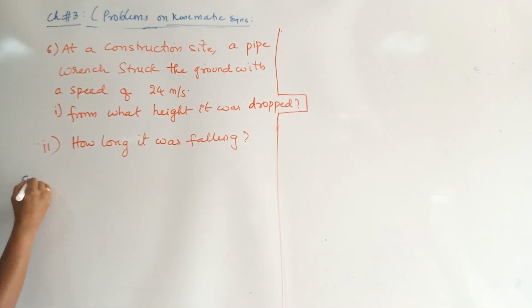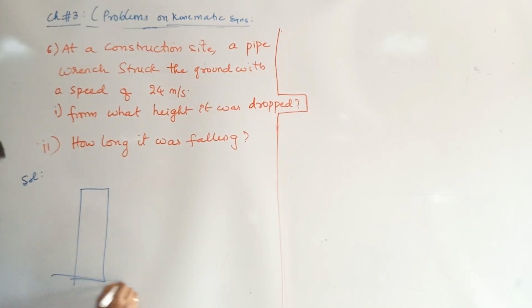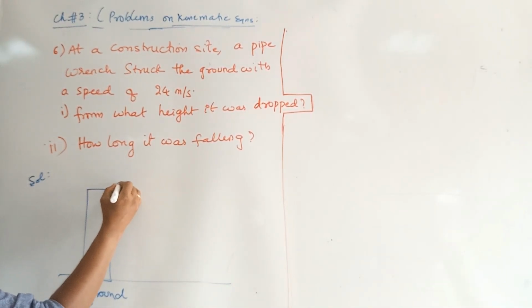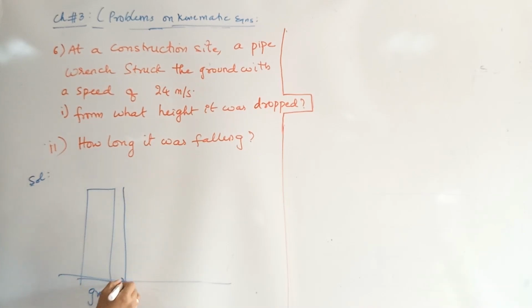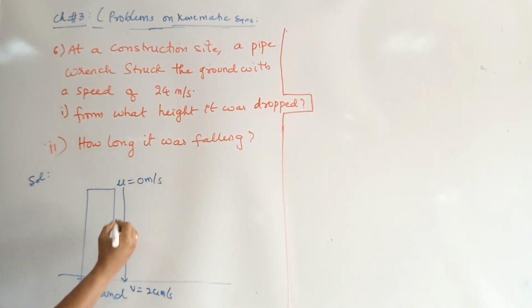Let us understand this scenario like this. Let me say this is the height of the building, and this is the ground. Hopefully you can see this. From a certain height above the ground, something is falling, let us say some spanner, and it comes down hitting the ground with velocity V equal to 24 meters per second. And with what initial velocity does it start? Obviously, it starts with a velocity of 0 meters per second.